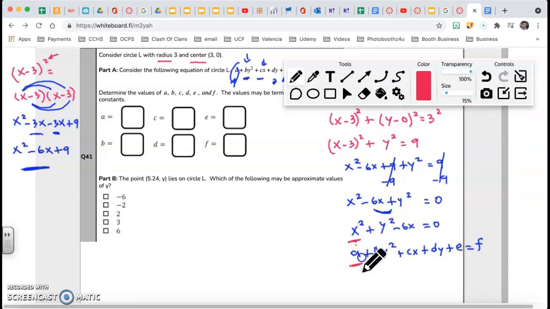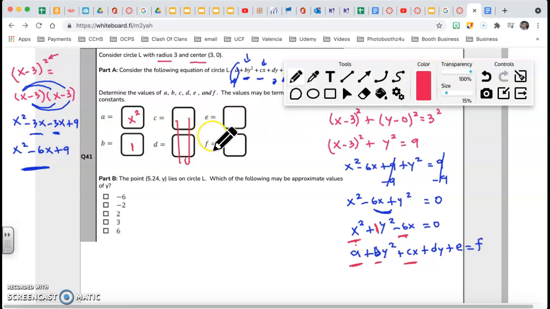X squared should be a. In front of the y squared, I have a b. There's nothing in front of the y squared, therefore you have a 1. If there's nothing there, you have a 1. So that means b is 1. Then in front of the x, I have a negative 6. That's your c.